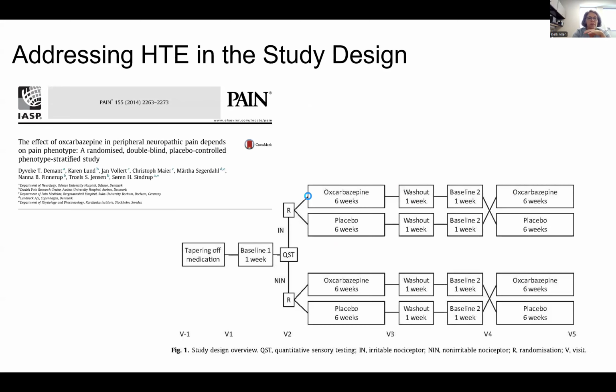And here's an example of that. This is a study of oxcarbazepine in pain, look about, what is it? It's peripheral neuropathic pain.